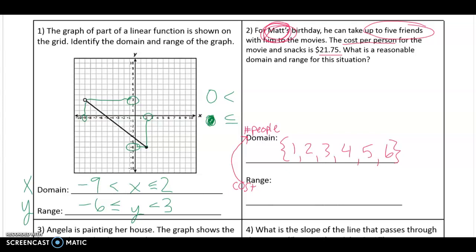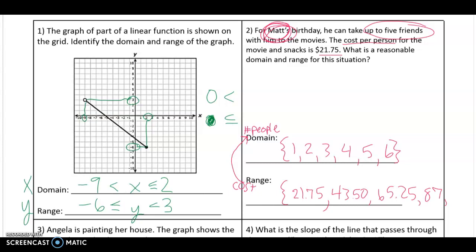So from there, we need to look at the costs. So how much does 1 person cost? How much do 2 people cost? Keep in mind, we didn't start at 0 because otherwise there would not be a birthday party at all, okay? For 1 person, we already know it's $21.75. And then we multiply that by 2 for 2 people, and we get $43.50. And then we add another $21.75 to get $65.25. Okay. And then we add another $21.75 and we get $87.